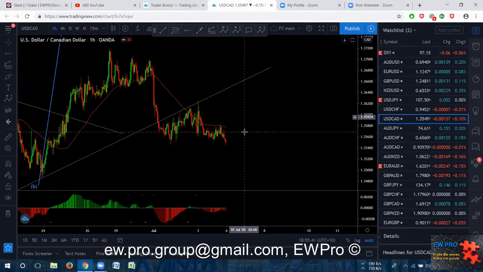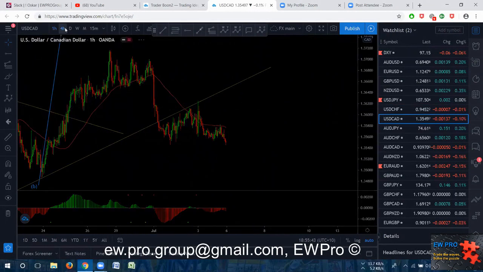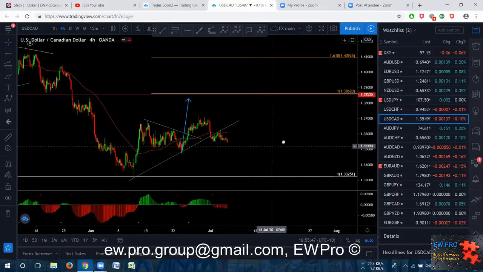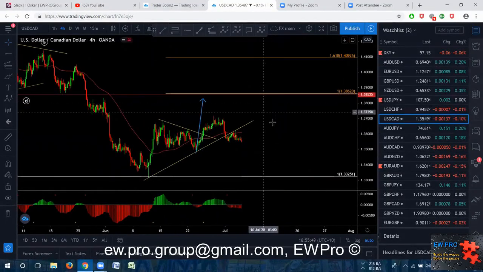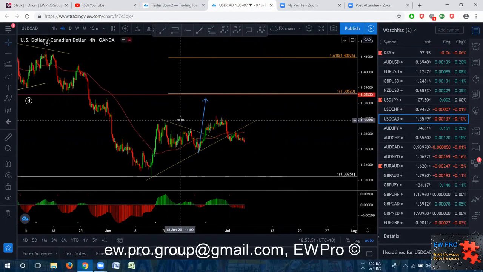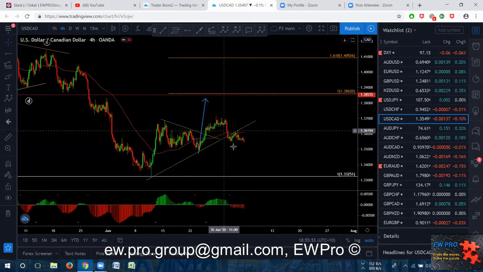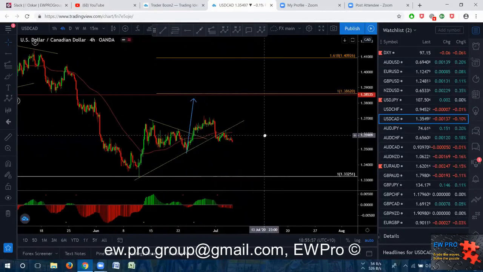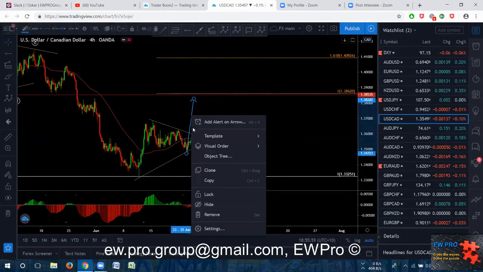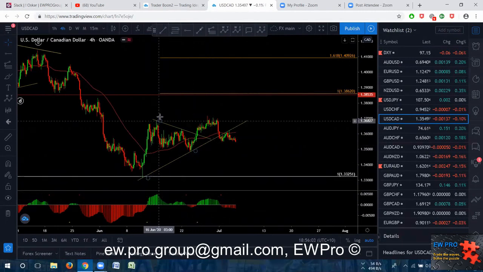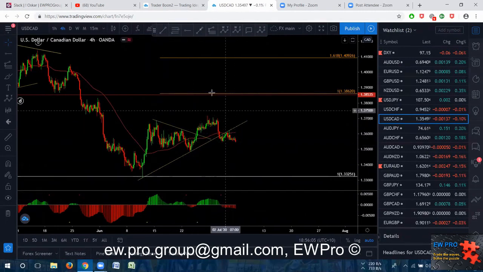UCAD. Again, this one did give us a C up. Never hit the target, never hit the 100 fib, but it did give us a high here. We do have bearish divergence. We got a trend line break. So this one's looking quite good. This is something that we can actually trade because we do have bearish divergence. We've got 3 up. We've got a trend line break.